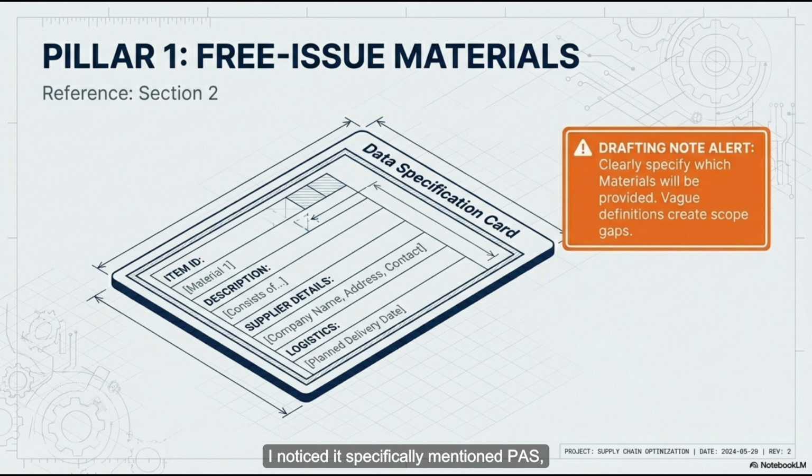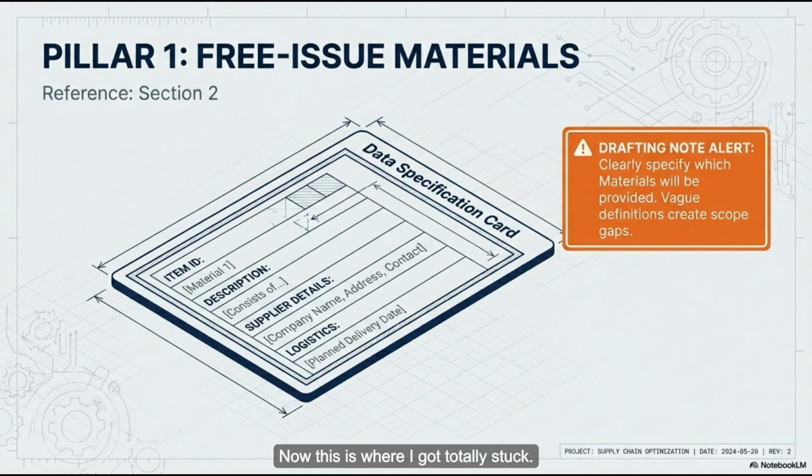I noticed it specifically mentioned PAS, DCS, and SCADA equipment in those notes too. Which is absolutely critical to point out. That is the brain of the facility. If the employer is free issuing the control system, that means the contractor is responsible for wiring up a brain they didn't program. Wow. That is a massive interface risk right there.